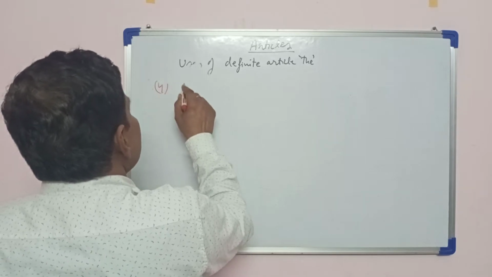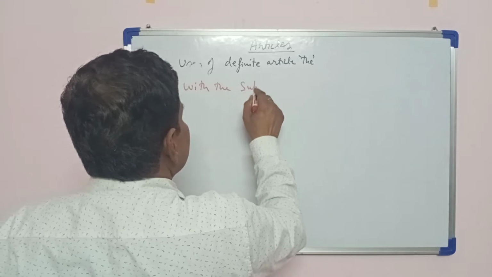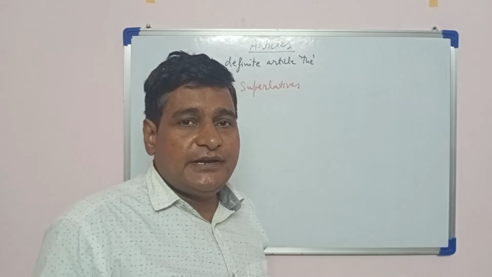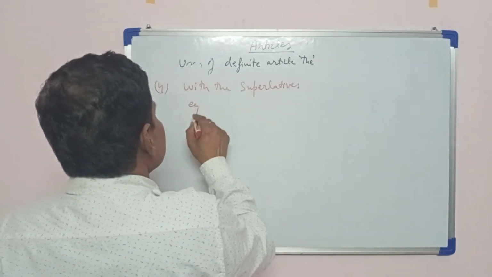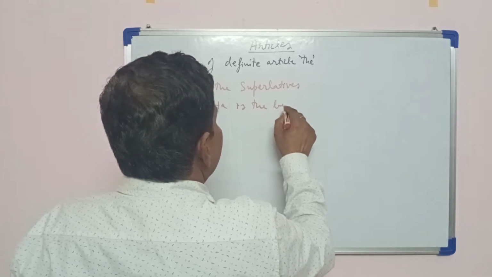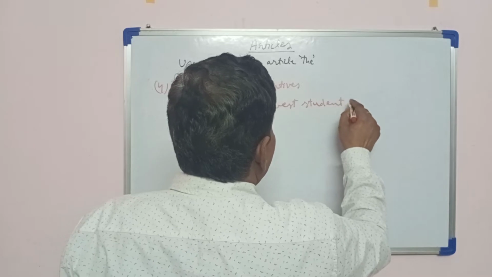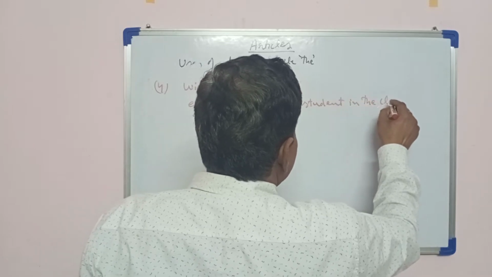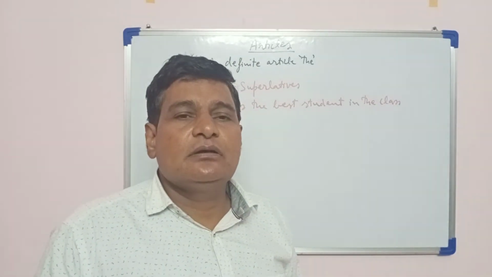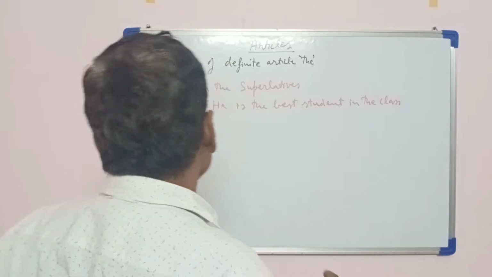Fourth use, with the superlatives. Example, he is the best student in the class. He is the most intelligent person in our neighborhood. Okay, in this way you can use it.